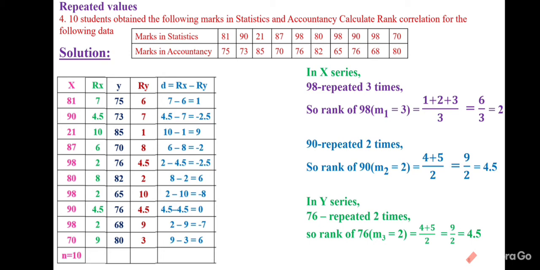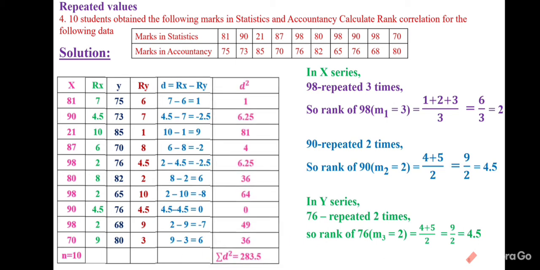So these values we need to square. 1 square 1, 2.5 square 6.25, 9 square 81, 2 square 4, minus 2.5 square 6.25, 6 square 36, minus 8 square 64, 0 square 0, minus 7 square 49, 6 square 36. Add it: 1 plus 6.25 plus 81 plus 4 plus 6.25 plus 36 plus 64 plus 0 plus 49 plus 36 gives 283.5. So these are the values found here.